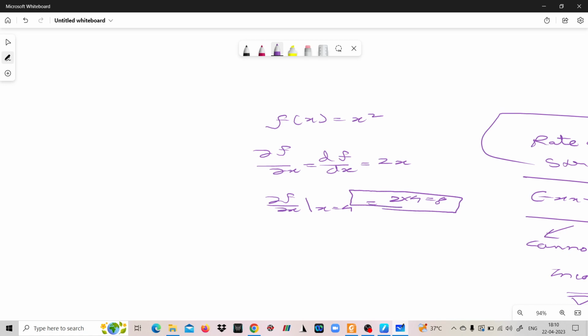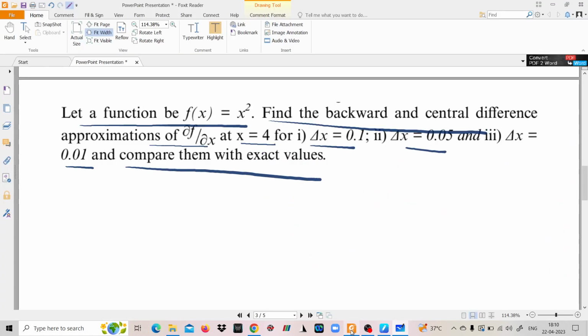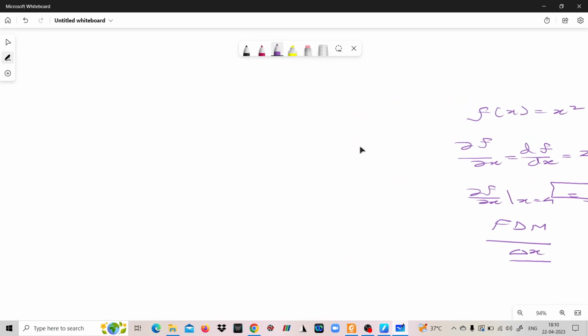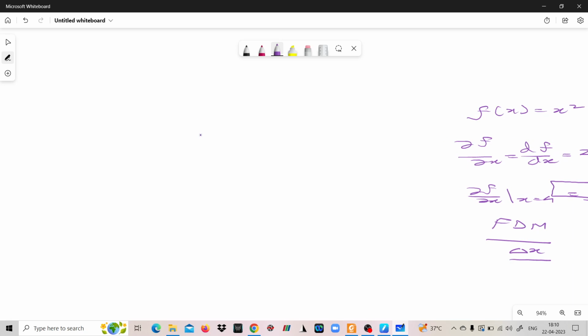Okay, now we'll try to see if we apply the finite difference method using different values of delta x, what will be the approximate values of this delta f by delta x at x equal to 4. You have to find the backward as well as the central difference. So for backward difference, say there is a function f, so f of x plus delta x will be what?